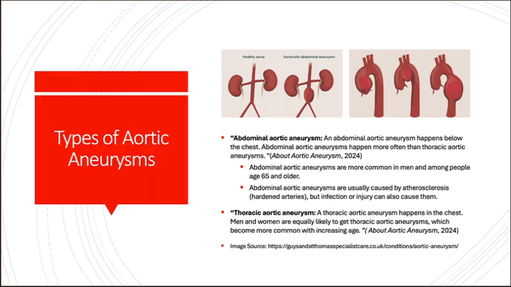The abdominal aortic aneurysm occurs in the section of the aorta that runs through the abdomen, and the thoracic aortic aneurysm occurs in the section of the aorta that runs through the chest.